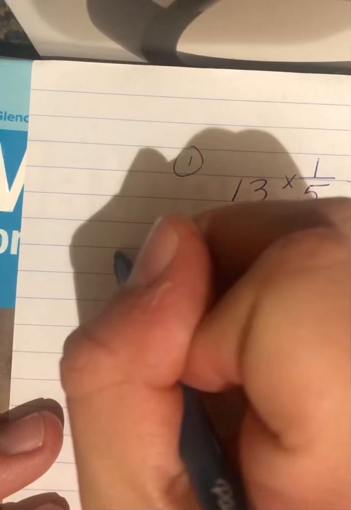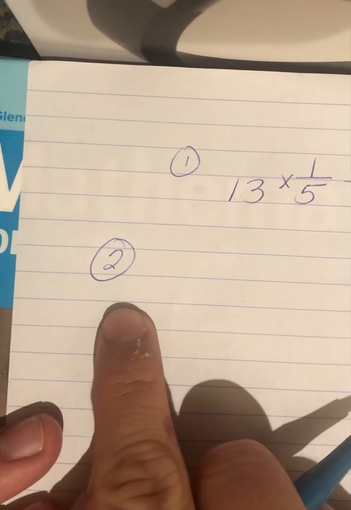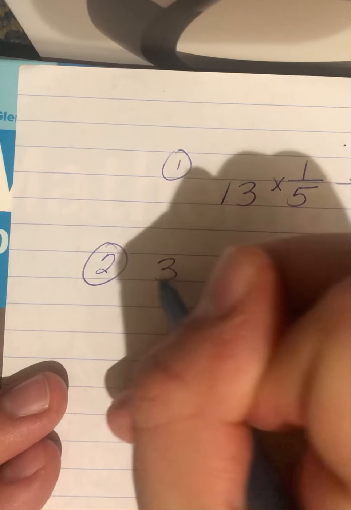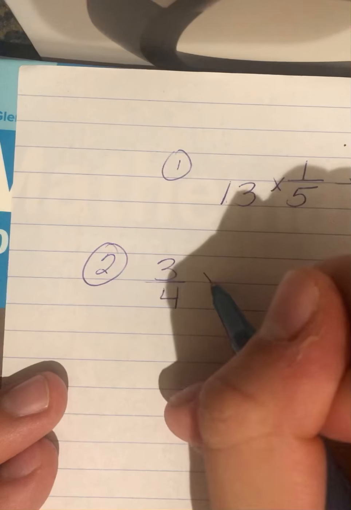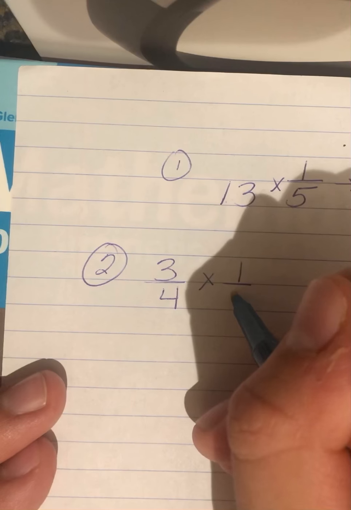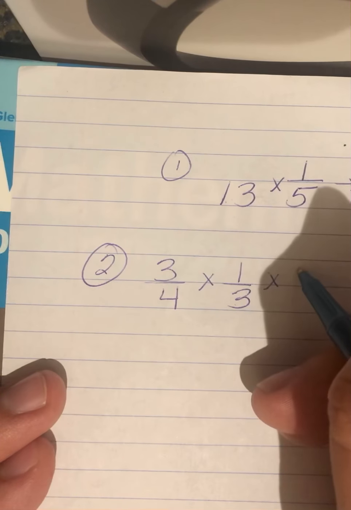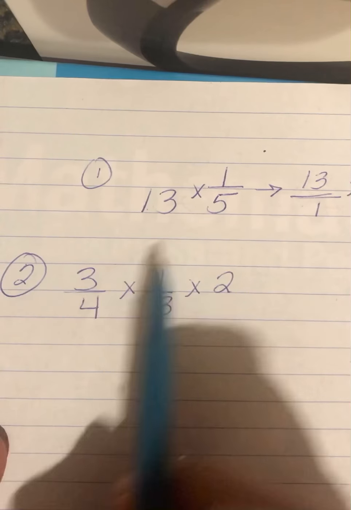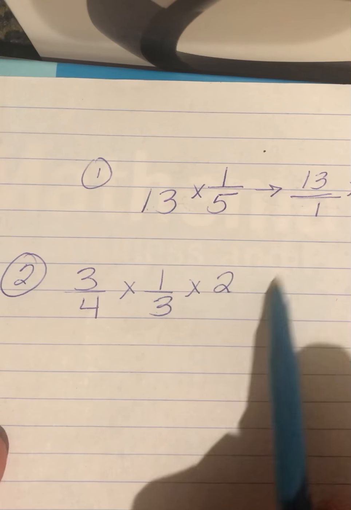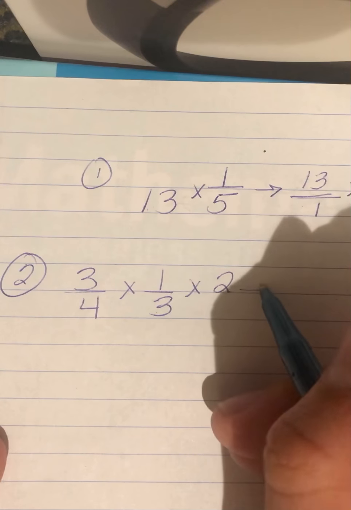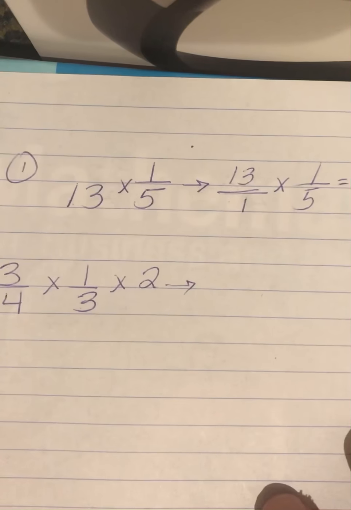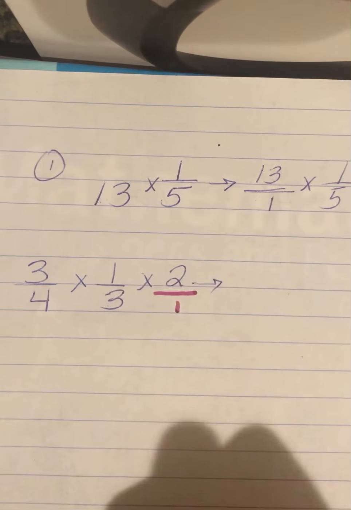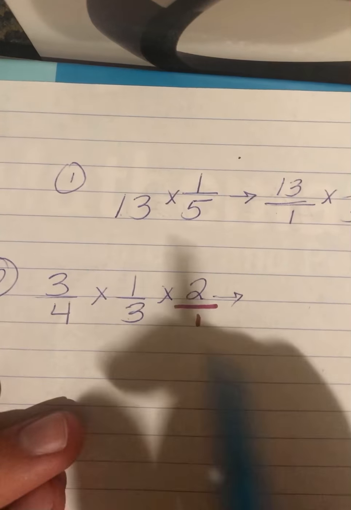My second example will be followed by a fraction times a fraction times a whole number. Now, I'm multiplying 3 items. I am multiplying 2 fractions, and I'm multiplying a whole number. However, I know I can't do so, so I have to place a 1 underneath. Now I'm left with 3 different things.